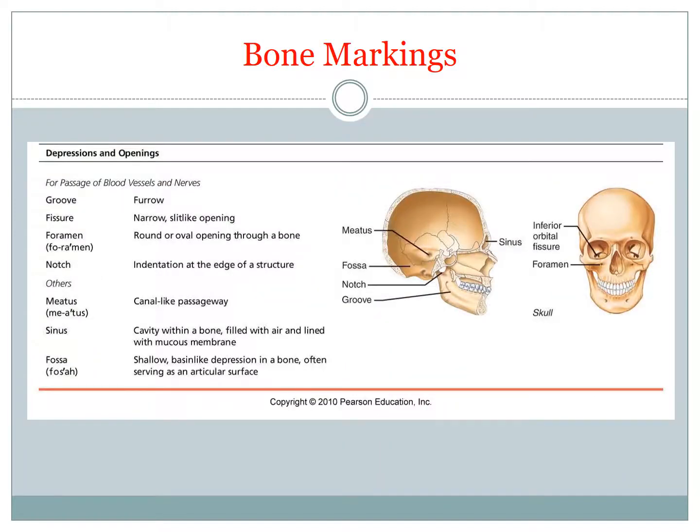Now, other bone markings are depressions or openings. A groove is a furrow. A fissure is a narrow slit-like opening or an elongated cleft or gap. A foramen is a round or oval opening through the bone. A notch is an indentation at the edge of a structure.